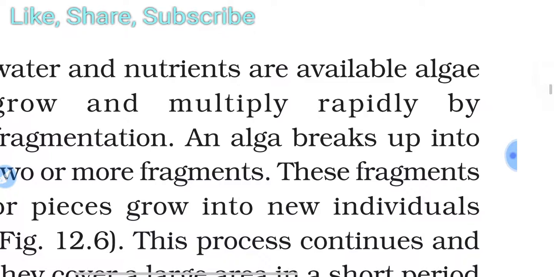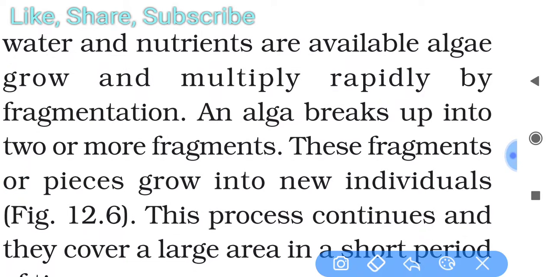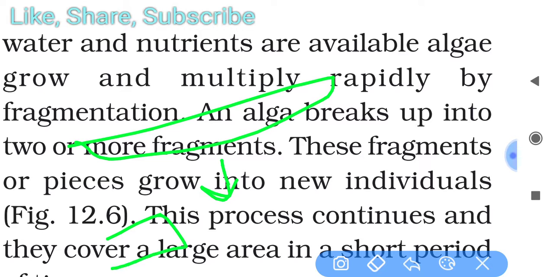When water and nutrients are available, algae grow and multiply rapidly by fragmentation. An alga, in singular, breaks up into two or more fragments. Suppose this is an alga. It is cut into two parts, divided like this, and from these parts new algae will arise. So this is the process of fragmentation.